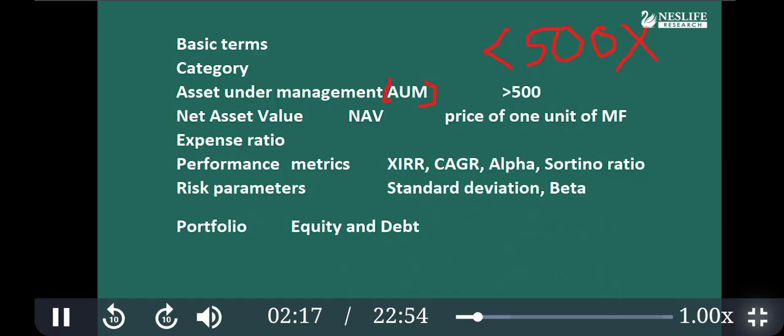Then next is NAV, net asset value. Net asset value is the price of one unit of a mutual fund. For practical purposes, remember NAV is bhav. In Marathi, Gujarati, Hindi, we call this bhav, which means price. So what is NAV? It is nothing but the bhav, nothing but the price. NAV is bhav. Easy to remember. Write down a few things about NAV.